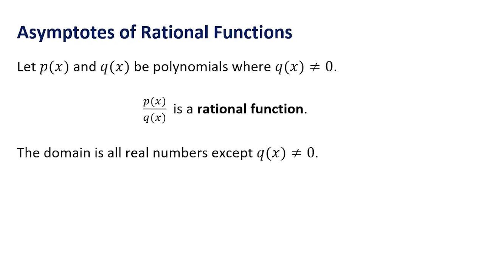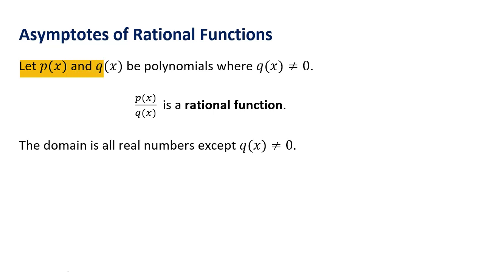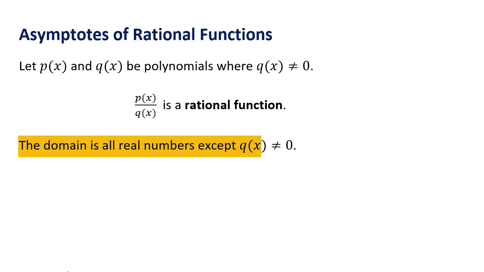In this video, we'll explore the asymptotes of rational functions. If p of x and q of x are polynomials, where q of x does not equal 0, then p of x divided by q of x is a rational function. The domain is all real numbers, except of course where q of x equals 0.